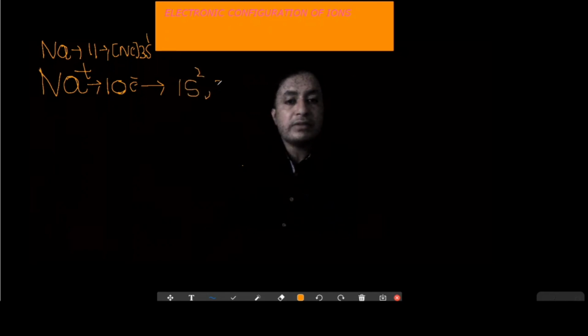So it will be like 1s2, 2s2, 2p6. That is going to be the electronic configuration for sodium ion. Okay, so this is our first example. Now we are going to see a few more examples.